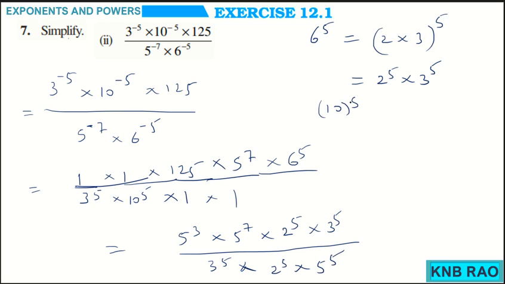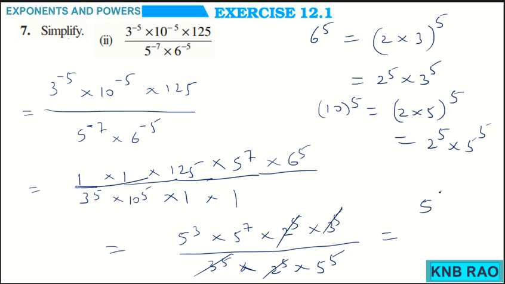10 whole power 5 can be written as (2 into 5) whole power 5 using the (a into b) whole power m formula, that is 2 power 5 into 5 power 5. So 2 power 5 and 2 power 5 get cancelled, and 3 power 5 and 3 power 5 get cancelled. Then 5 cube into 5 power 7 by 5 power 5, where we get 5 power 10 by 5 power 5, gives you 5 power 5 as the answer. 5 power 5 can be further simplified, or you can keep it as it is.